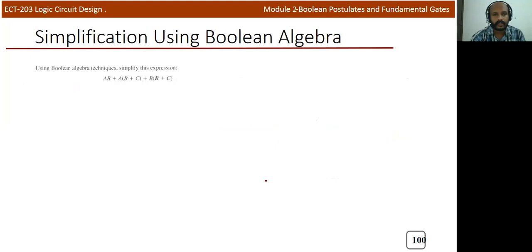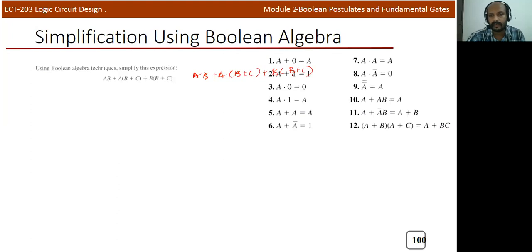Now we'll start the simplification of some expressions. Here it is given: ab plus a into b plus c into b into b plus c. In order to solve this, we can use different rules. For the first step, I'll give you the different rules in one table, just given some numbers.